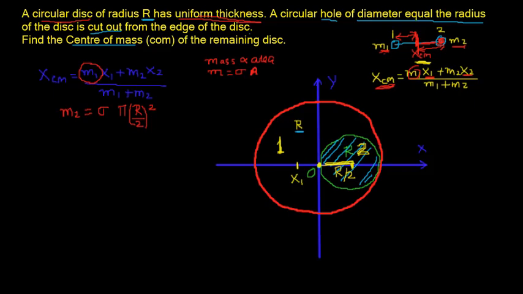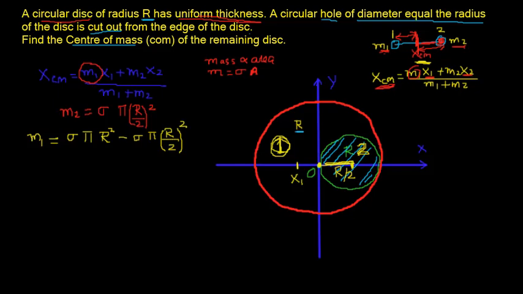And our mass m1 would be equal to sigma pi r square minus sigma pi r by 2 square, which means the mass of this disk 1, this disk without the smaller disk, or with a hole, will be the surface area of the total disk minus the surface area of the smaller disk, times sigma.